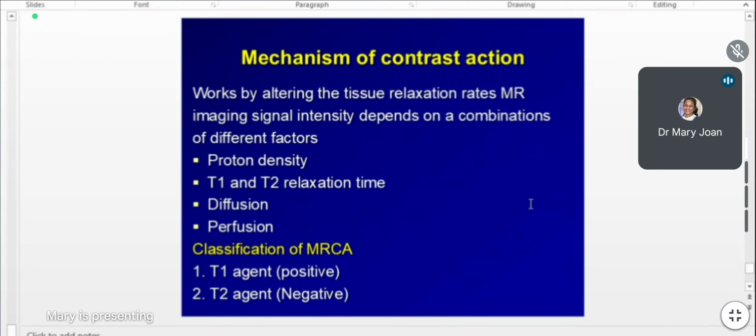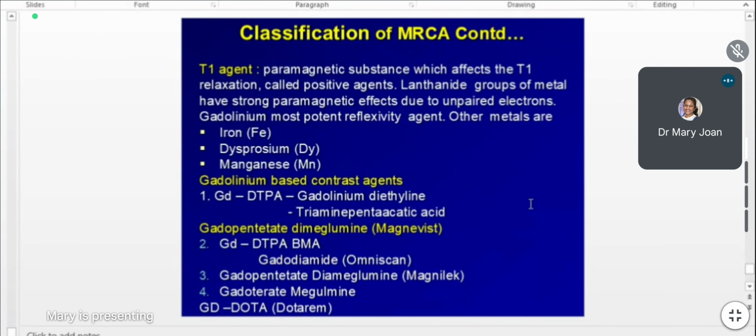Classification of MRCA: T1 agent, positive, and T2 agent, negative. T1 agents are paramagnetic substances which affect the T1 relaxation, called positive agents. Lanthanide group metals have strong paramagnetic effects due to unpaired electrons. Gadolinium is the most potent relaxivity agent. Other metals are iron, dysprosium, manganese.